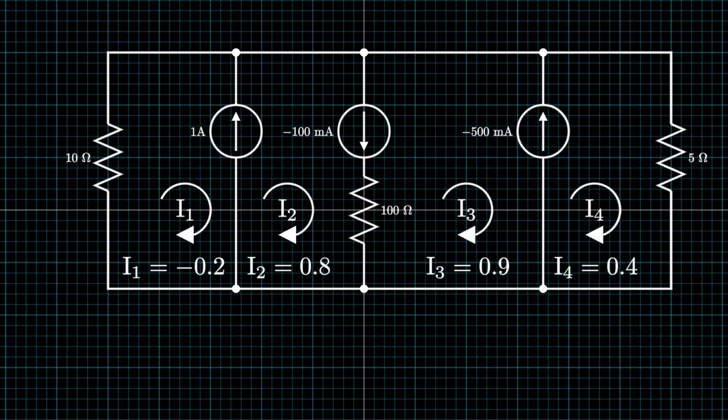Now, before I go, the negative for the current through loop 1 just means that it is actually not rotating in the clockwise direction. Instead, it's actually rotating in the counterclockwise direction. So we can just flip it and delete the negative sign.